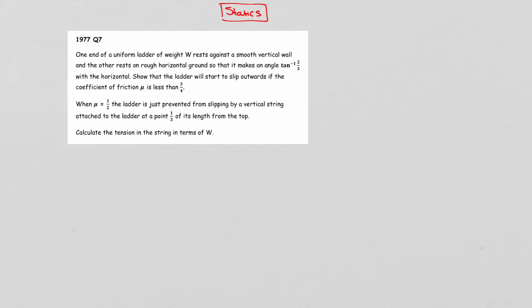Statics, 1977, question 7. So this is an example of type 1 rods and ladders, where we have a uniform ladder of weight W resting against a smooth vertical wall, and the other end rests on a rough horizontal ground, making an angle tan inverse of 2/3 with the horizontal.